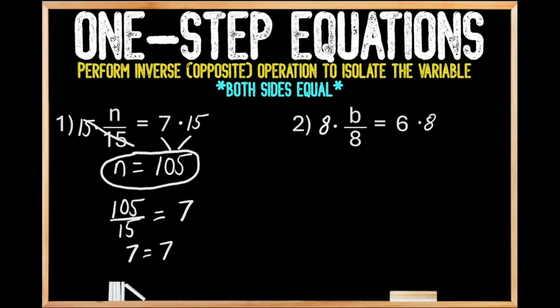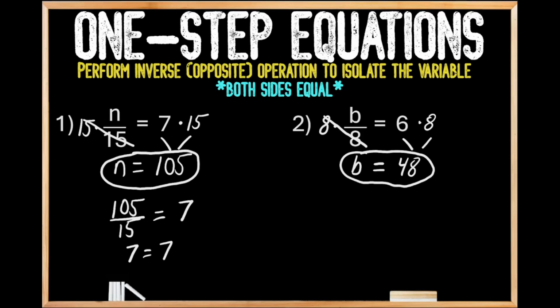Well, on the left-hand side, multiplying by 8 and dividing by 8 cancel each other out, so that means that b is now going to be isolated, and then we're simply going to multiply 6 times 8, which we know gives us 48, so b is equal to 48.